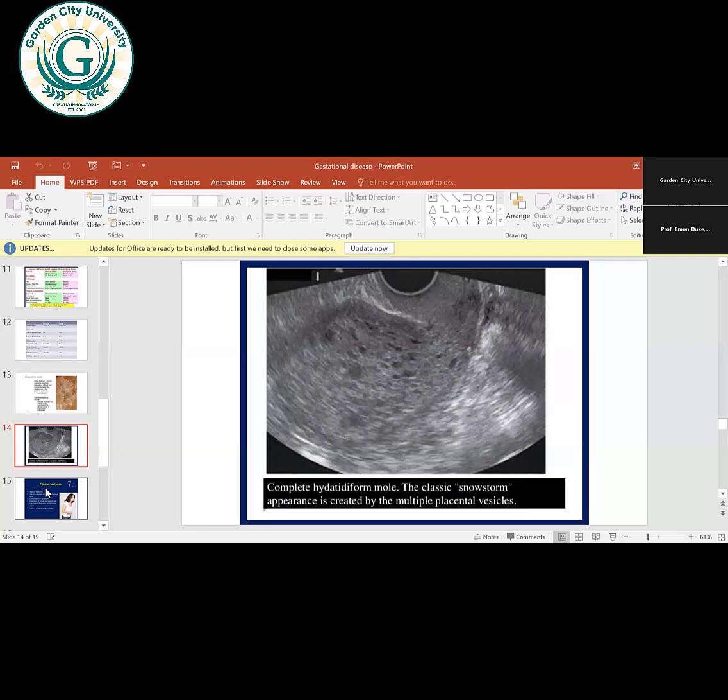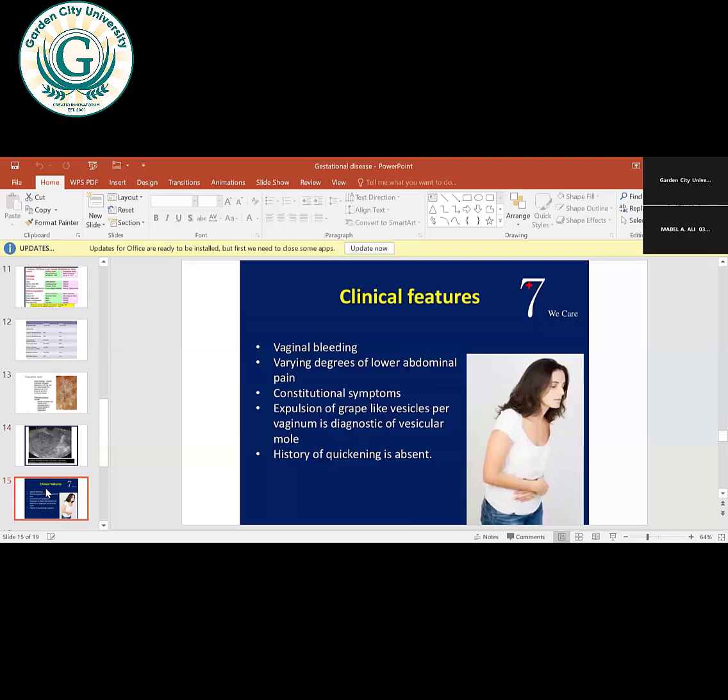This is complete hydatidiform mole. The snowstorm appearance. And we are told that it is created by the multiple placental vesicles. Clinical features: vaginal bleeding, varying degrees of lower abdominal pain, constitutional symptoms, expulsion of grape-like vesicles per vaginum is diagnostic of vesicular mole. Then the last one is history of quickening is absent. There's no quickening because there is no fetus.